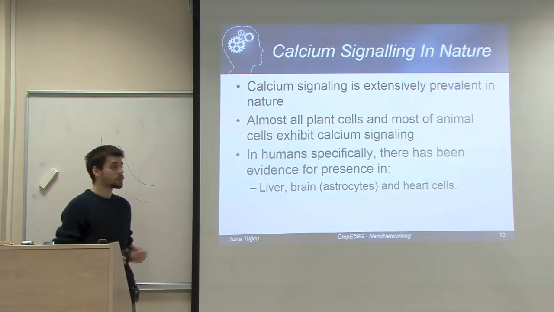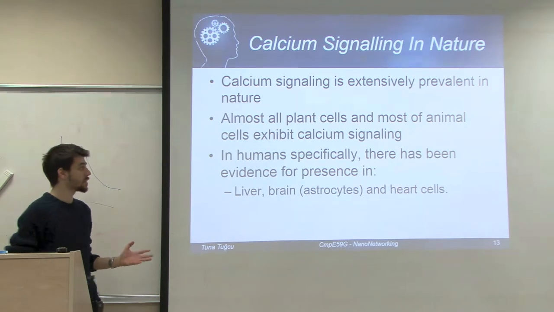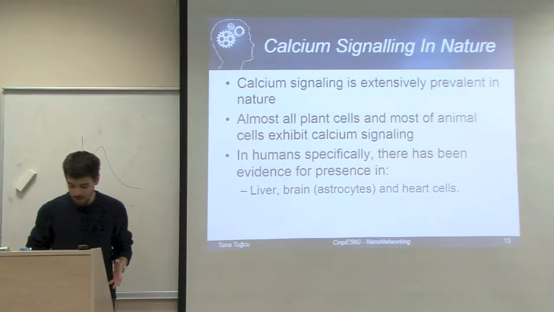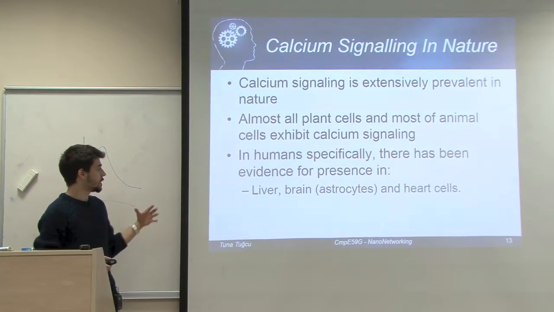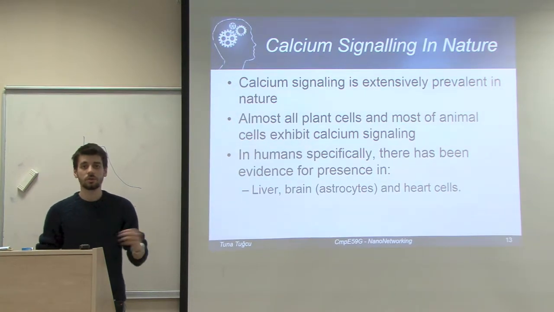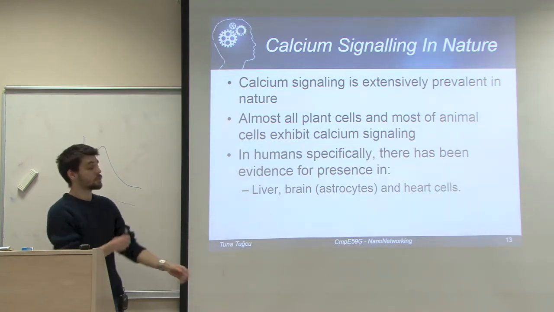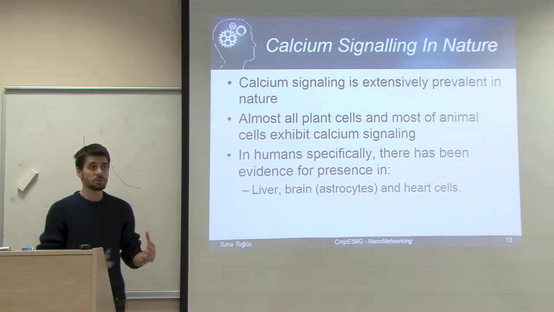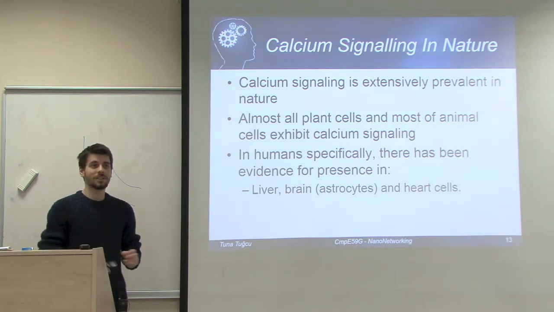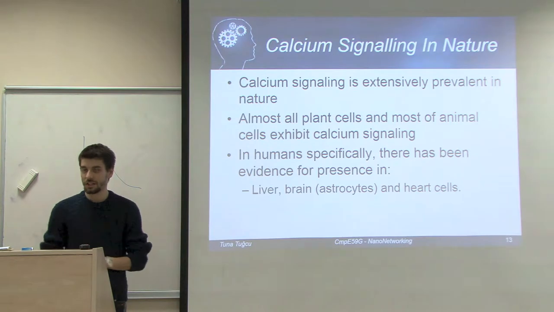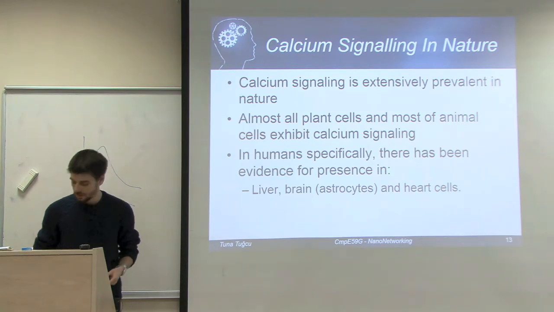So I'm going to talk a little bit about what we have in nature regarding calcium signaling. Almost all plant cells have calcium signaling. Most animal cells have calcium signaling. They utilize it very much. In humans, this is very interesting to me, actually. In the liver, in the brain, not in neurons but in astrocytes, some supporting glial cells, and in heart cells, we have this calcium signaling. In heart cells, for example, calcium signaling helps to regulate the heartbeat and gives your heart the ability to beat, in an indirect way mostly, but it does. If no calcium waves were there, there wouldn't be any heartbeats.